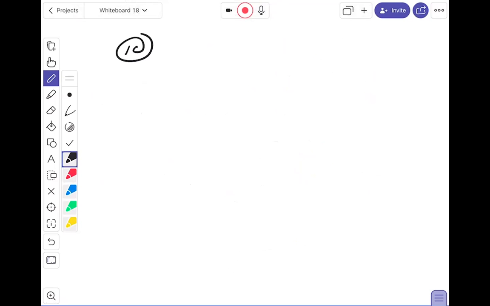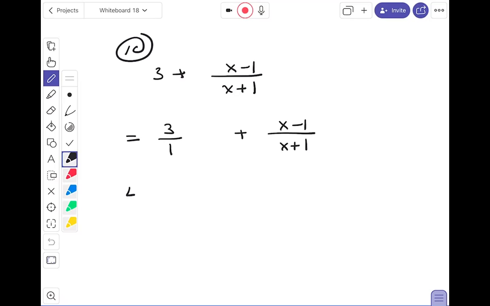And number 10 looks a little strange to me. It's 3 plus x minus 1 over x plus 1. Now, I think for a lot of students, the reason it looks strange is 3 is not a fraction, but I can write it as a fraction. I'm going to write the LCD down now. It's just simply x plus 1. Put the builder in.